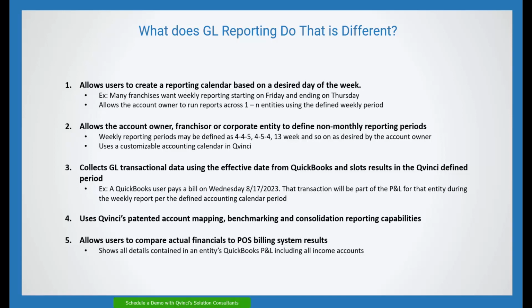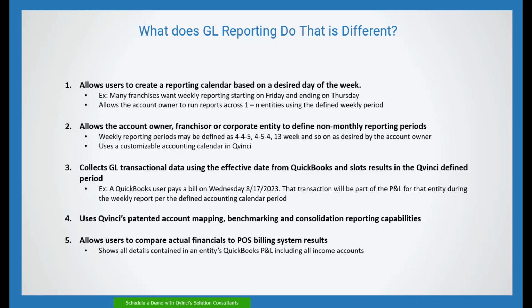So it also allows the owner, the franchisor, or the corporate entity to define non-monthly reporting periods. So weekly periods can be, for instance, 4 weeks, 4 weeks, 5 weeks, or 4, 5, 4, or 13 weeks. You can set up the periods pretty much to almost anything that you'd like to have, such that you say, show me the last period. Well, if the last period was 4 weeks long and it had closed across 15 entities, you would get a consolidated report across all 15 entities for the prior 4-week period. And this happens in our customizable accounting calendar.